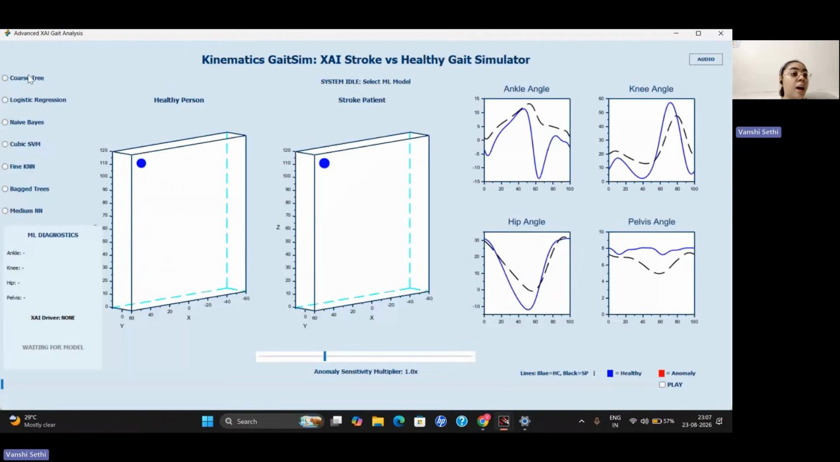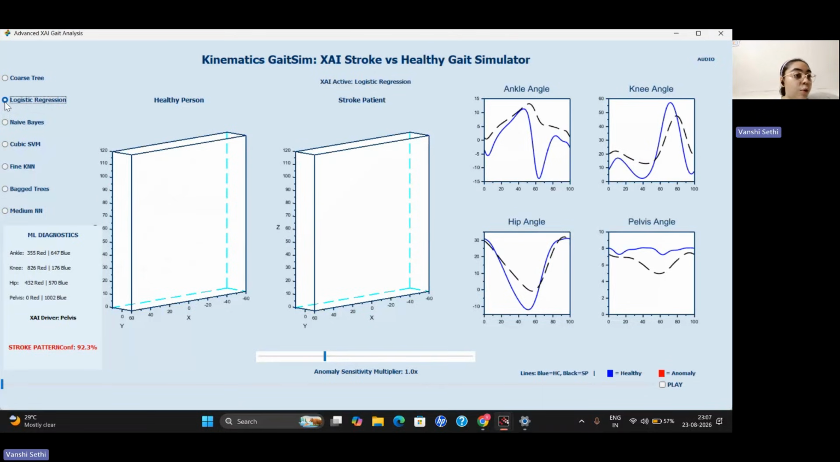Okay, so firstly, I have to select any model. For example, I'm selecting logistic regression. You can see that its accuracy is 92.3%. The main XAI driver is pelvis. And also you can see how many red and blue dots. And you can see pelvis is the main culprit here. So for the pelvis part, you can see that here, knee.